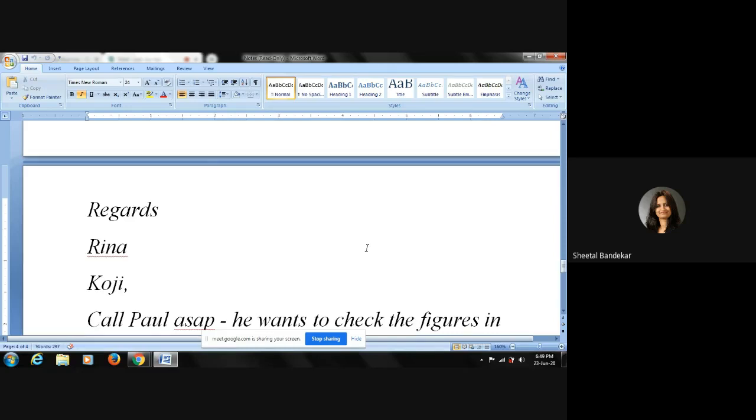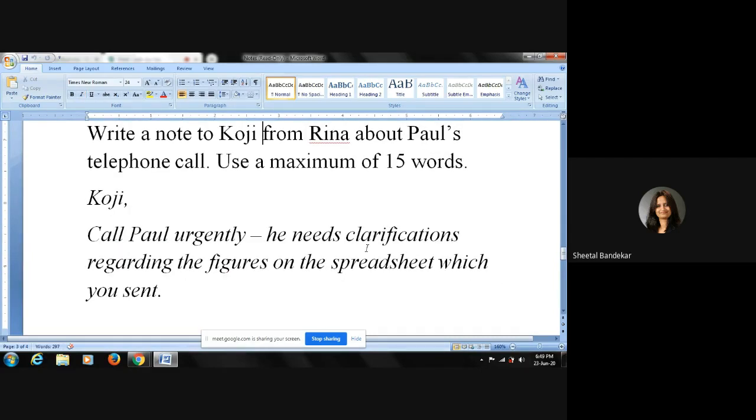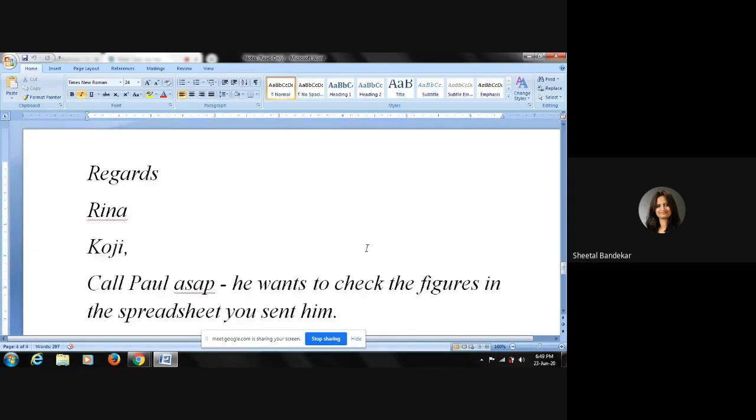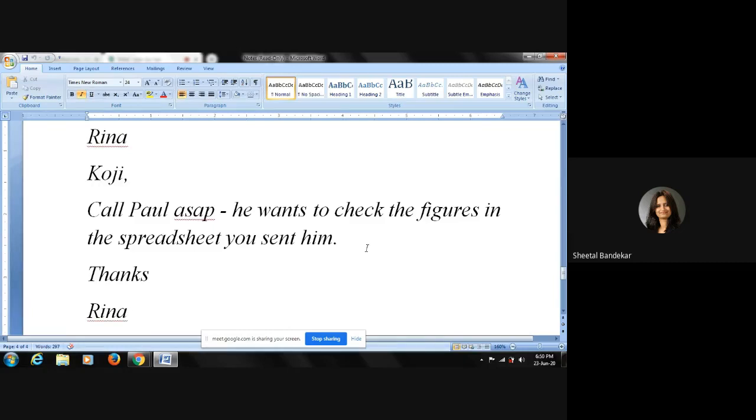Koji, another example. Now look at this example. Call Paul ASAP. What is ASAP? As soon as possible. Instead of urgently, the answer has call Paul ASAP. He wants to check the figures. What's the difference? He needs clarifications regarding the figures. And here, the sentence is, he wants to check the figures in the spreadsheet you sent him. Thanks, Reena. So this is all about how to go ahead with writing notes.